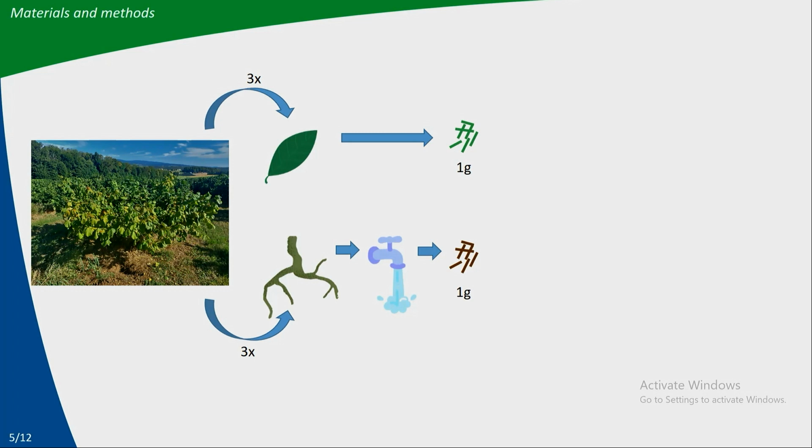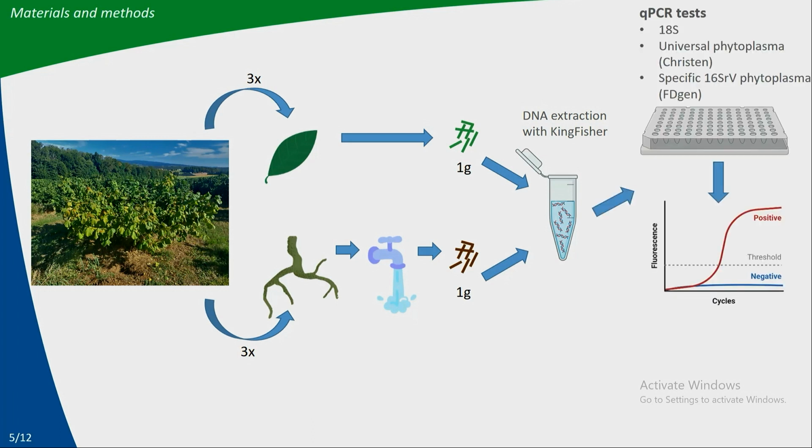Extensive washing is needed for the removal of the soil, which inhibits later molecular analysis. And then the phloem from roots was excised, also 1 gram. We did DNA extraction with our semi-automated KingFisher procedure, and then did qPCR tests: 18S for the control of isolation, universal phytoplasma test, and the specific 16SrV group test.